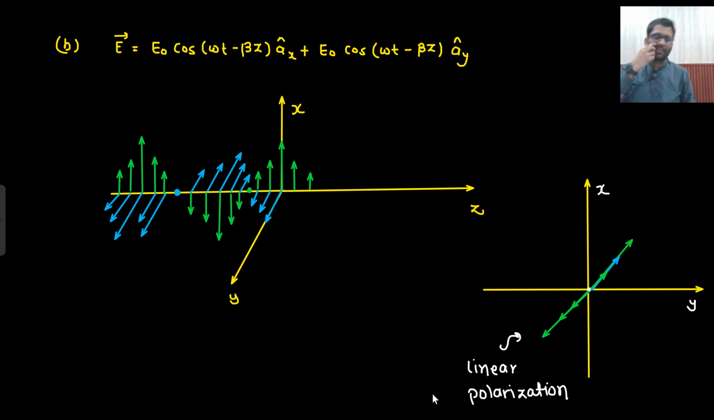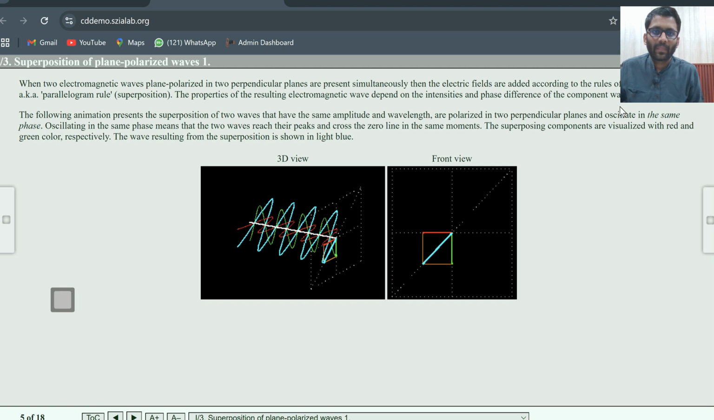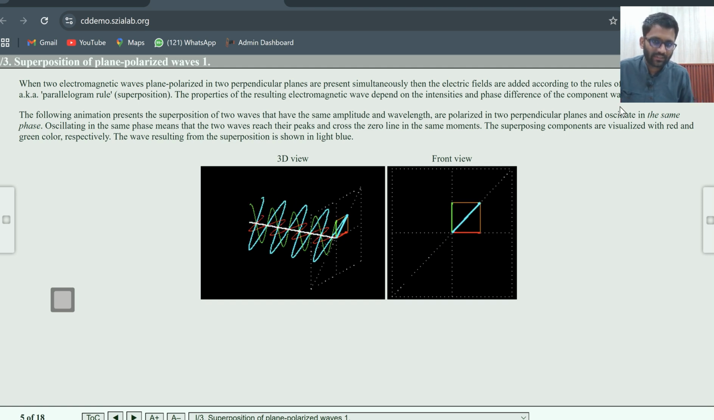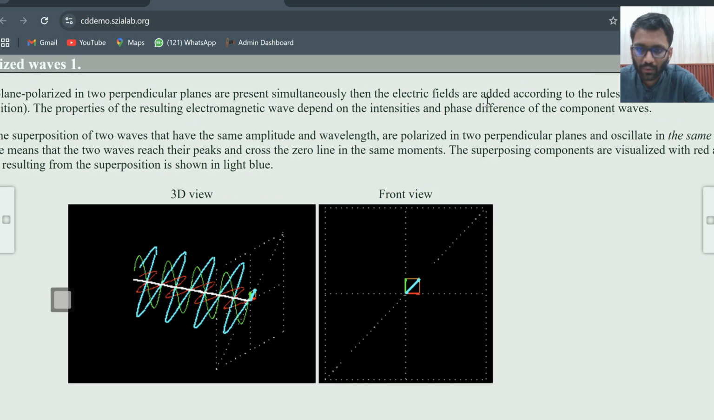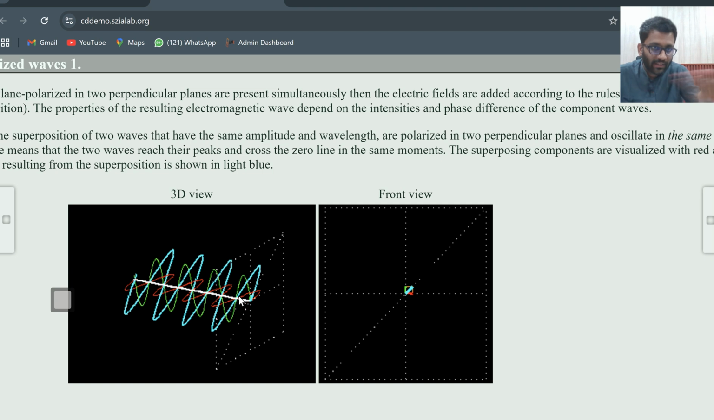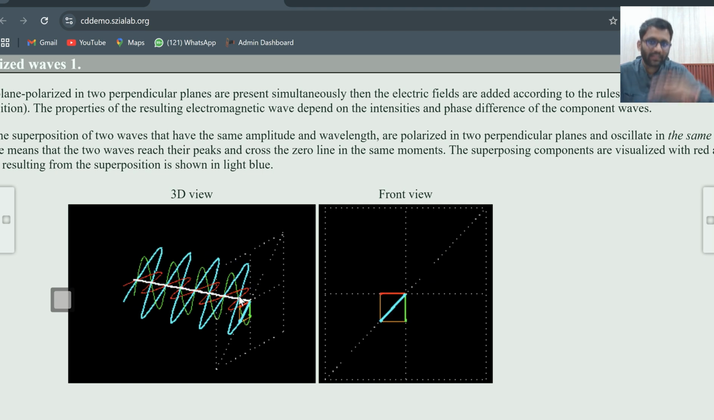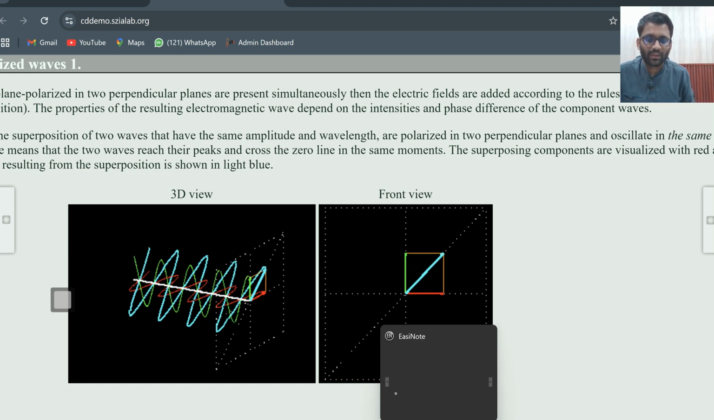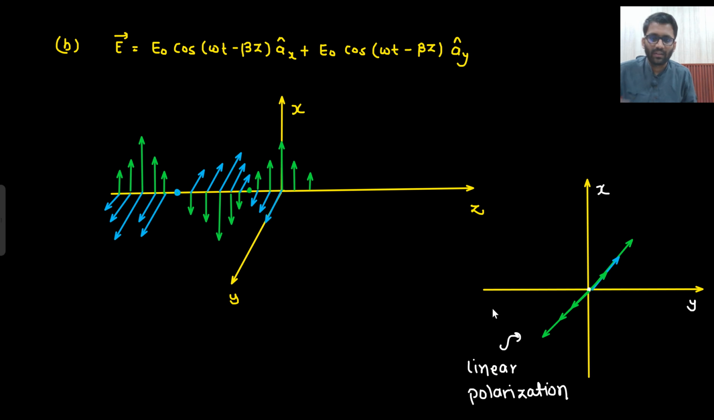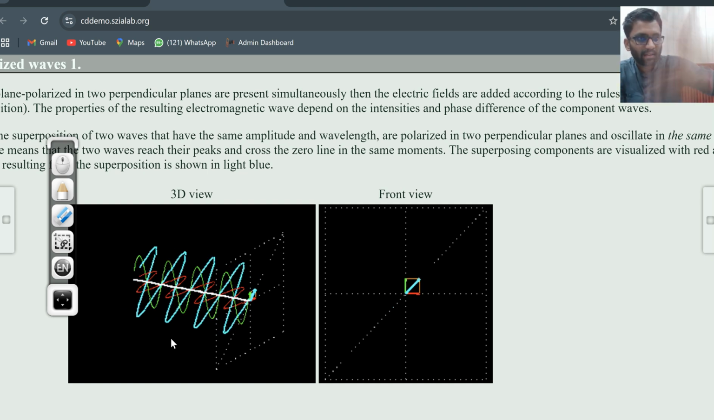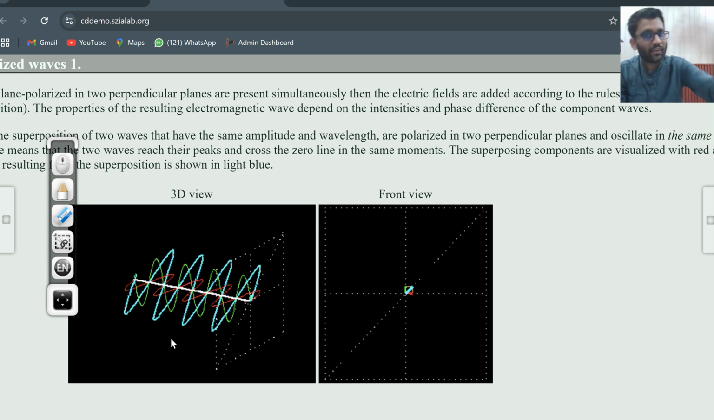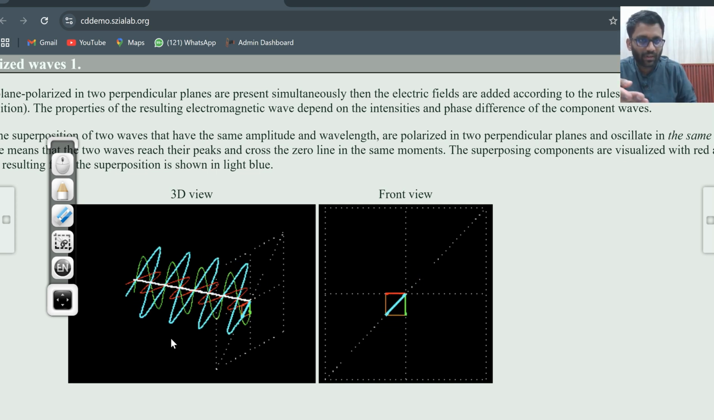Linear polarization. Okay. Let me see if I can get any animation. Let me check it. Yeah, so this animation we can see. Basically there are two waves. You can see the waves. There are two waves here. In our example, the red one is along the y axis and the green one is along the x axis, and the equivalent is this blue one.